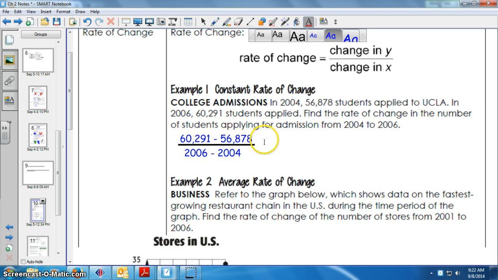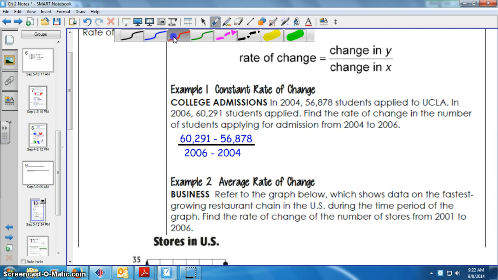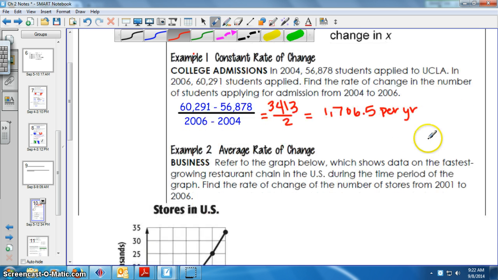So we set it up with subtraction, and if we go ahead and subtract, we would get an answer of 3,413 over 2. And then we could go ahead and divide that to see that we have 1,706.5 per year. And that would be an increase of admissions.